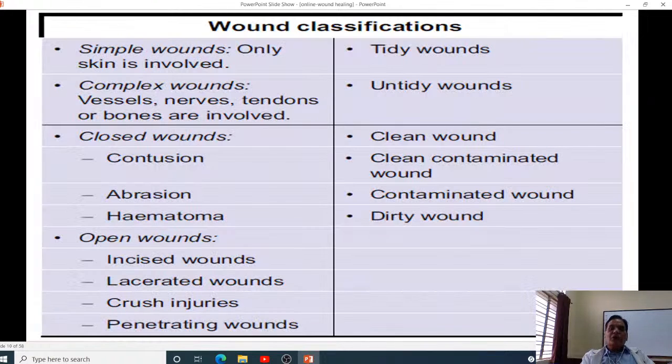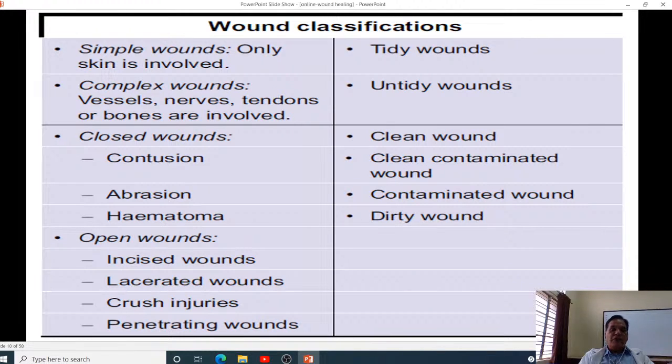Understand? So this diagram is more simple. You remember this one, you will remember all the classification. There are 4 classifications in the simple diagram. What is it? Simple wounds. Simple means only skin involved. Complex, skin plus a major structure like vessel, nerves. Second is closed wounds. That means nothing has been opened. Skin is intact. What are they? Contusion, abrasion and hematoma.